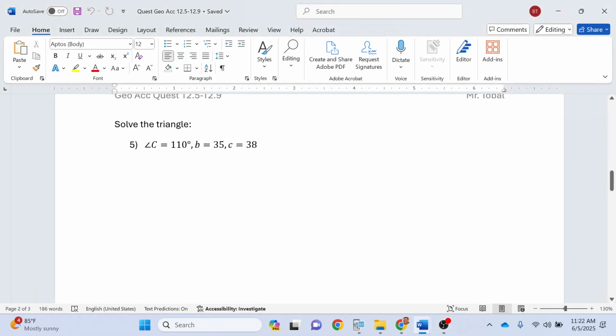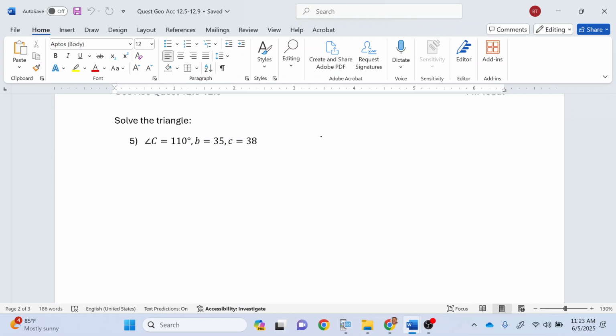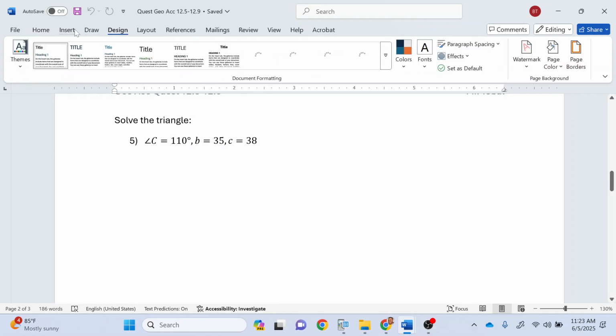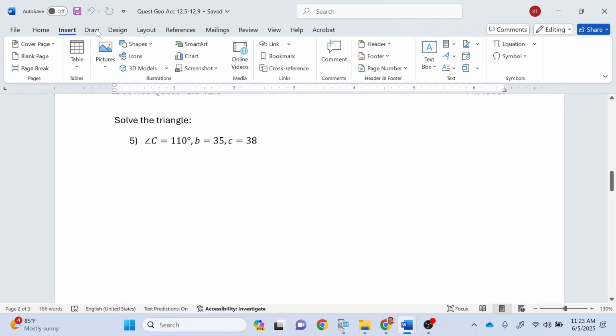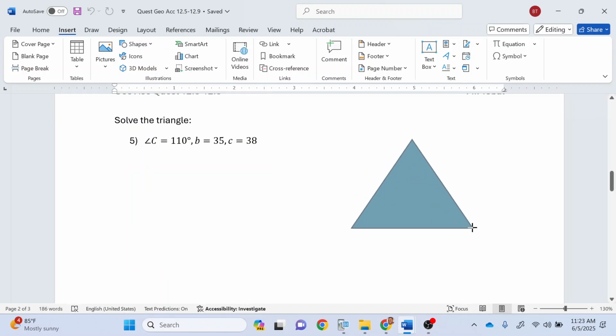Continuing from last time, we're going to solve this triangle. We're going to use the law of sines or law of cosines, depending on the situation. So I'm going to draw the triangle out. I'm going to cheat a little bit because I'm using a computer. So let's just use shapes, triangle, something like that.